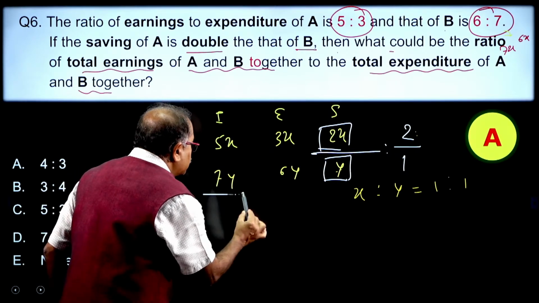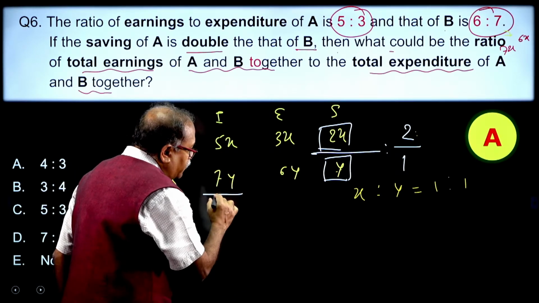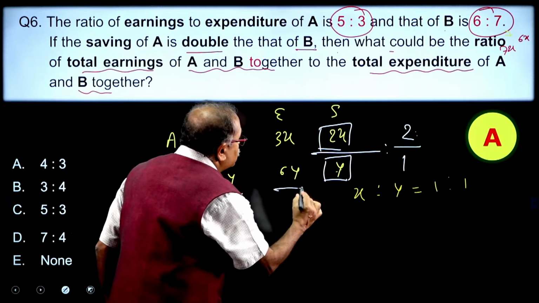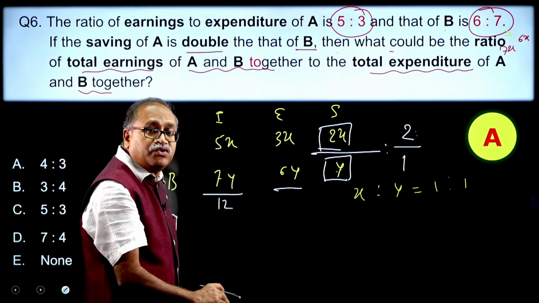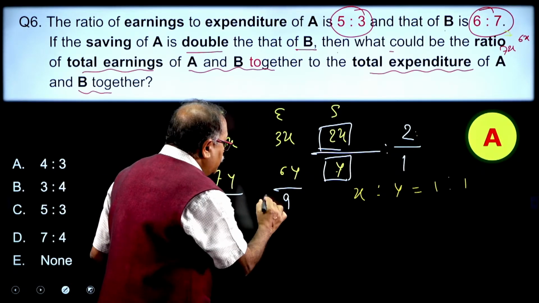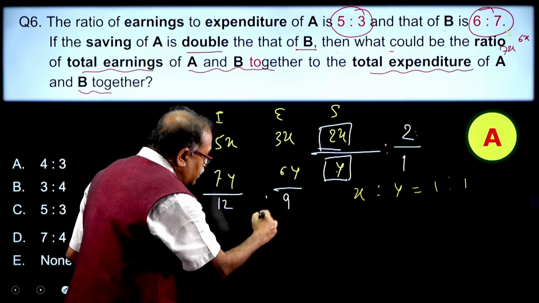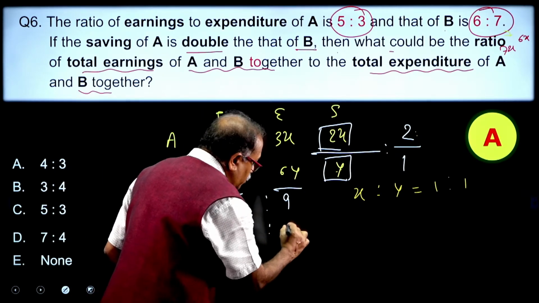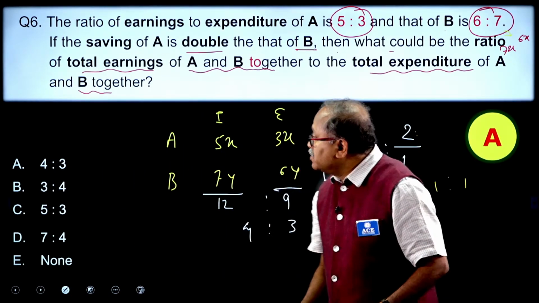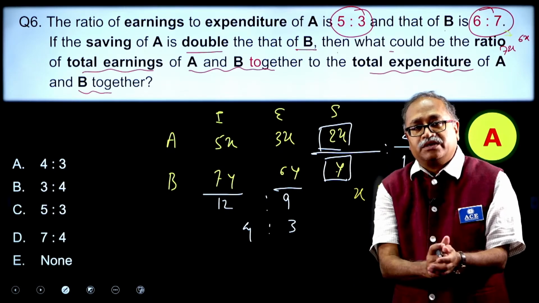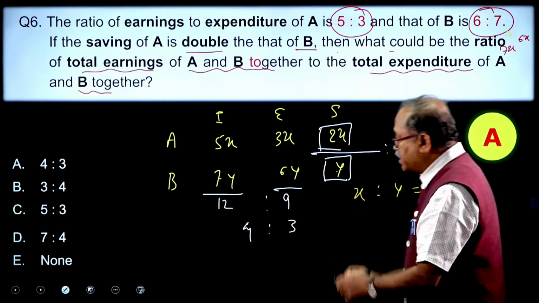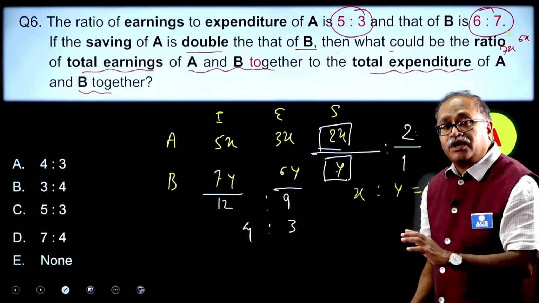So, 7 plus 5, that is 12, is the total income, and the total expenditure of A and B is 9, and the ratio you have rightly said is 4:3. Is that what you said? Well done, sir, well done. So, hope you are understanding the approach, or you know the approach.